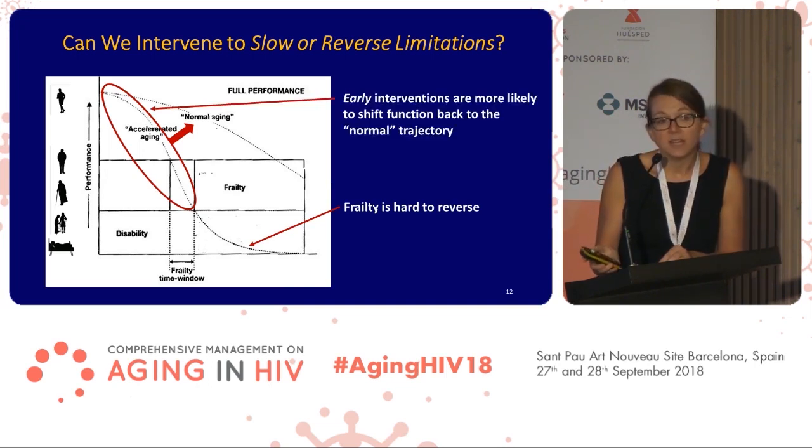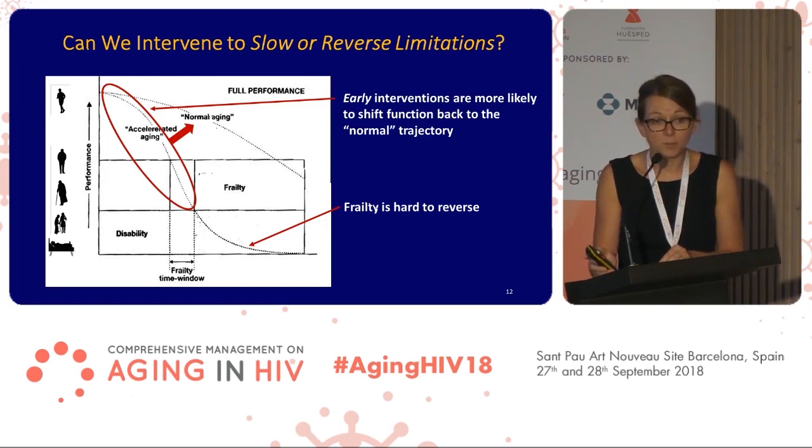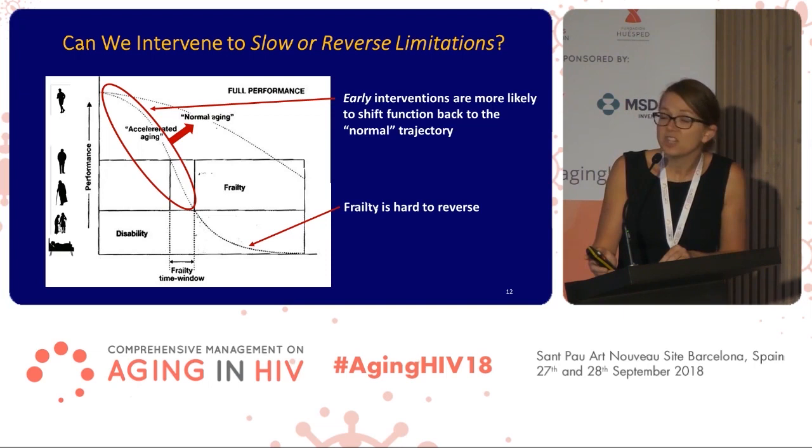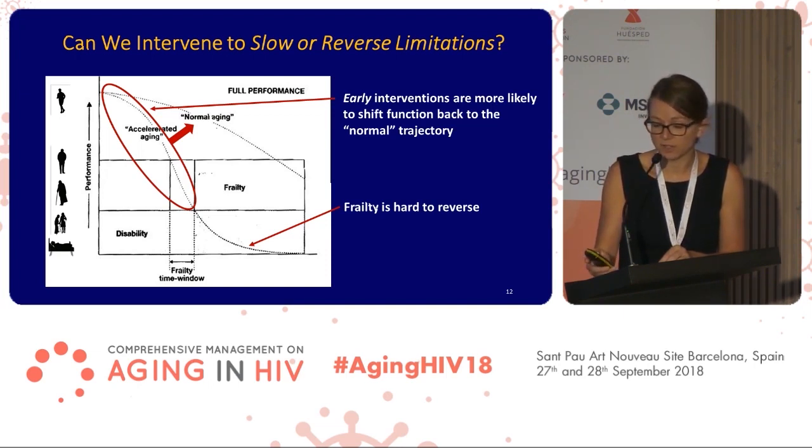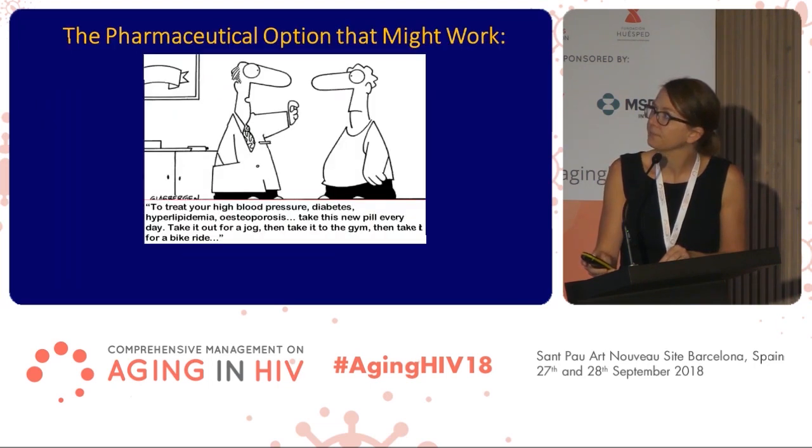And if we can intervene at a much earlier stage, when perhaps someone has a slight slowing in their gait speed but are far from frail, it's much easier to shift that curve up to the normal aging trajectory and try to preserve their function for the majority of their life.